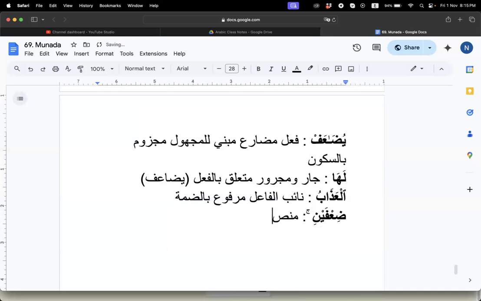Because this is maf'ul. What kind of maf'ul? Maf'ul bihi? The root letters are Dad, Ain, Fa, and this is also Dad, Ain, Fa, in the same family. It is maf'ul mutlaq. So mansub bil ya, niyabatan anil fathah.